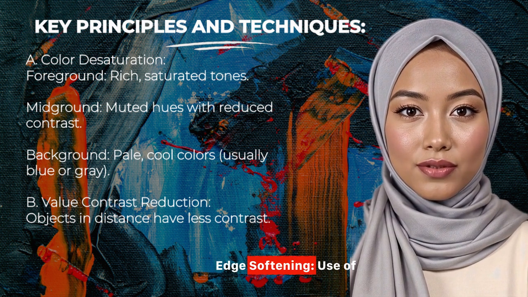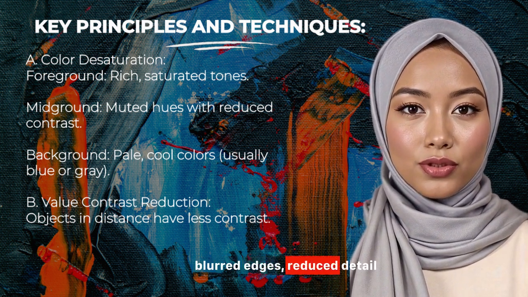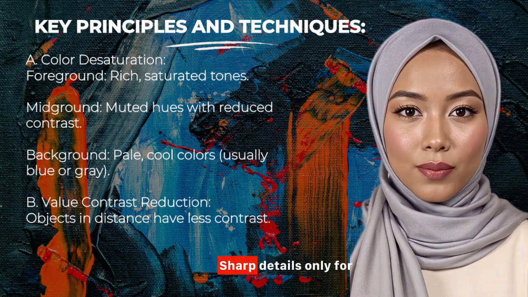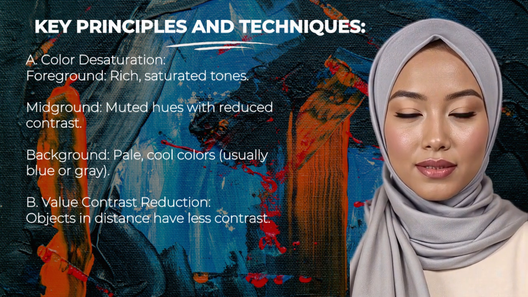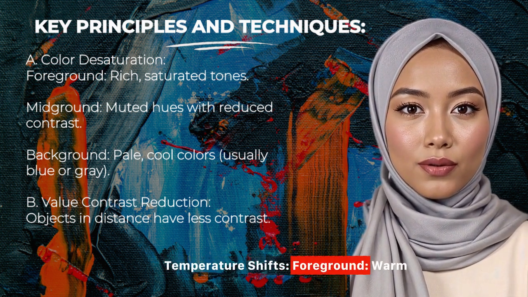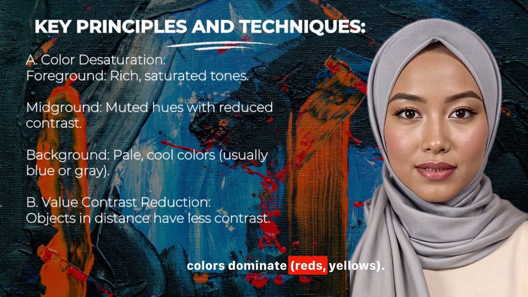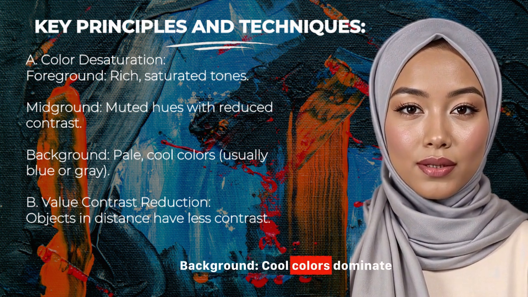C. Edge softening. Use blurred edges and reduced detail for distant forms. Sharp details only for near subjects. D. Temperature shifts. Foreground: warm colors dominate, reds and yellows. Background: cool colors dominate, blues and violets.